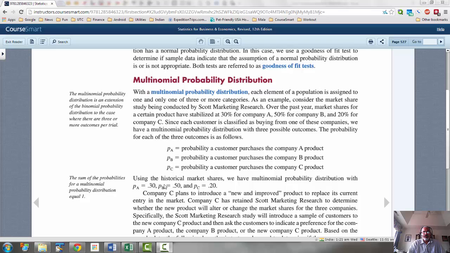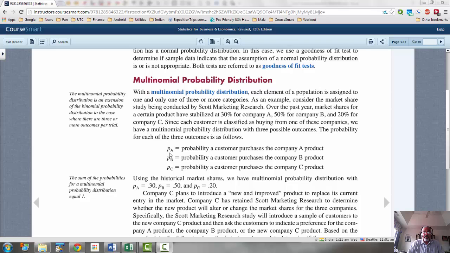Now let's assume that company C is introducing a new product, they took their product and made it new and improved, and they are now marketing it, and they want to see whether they are gaining market share. In other words, they want to test whether the market shares have changed from what it had been previously.